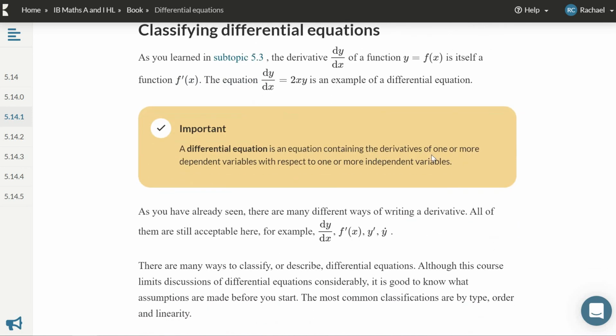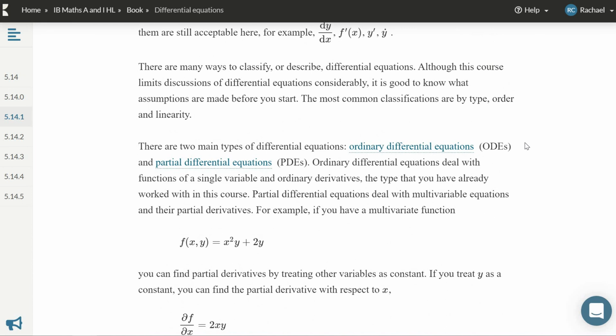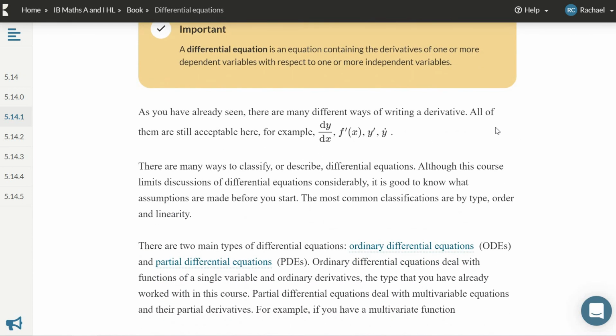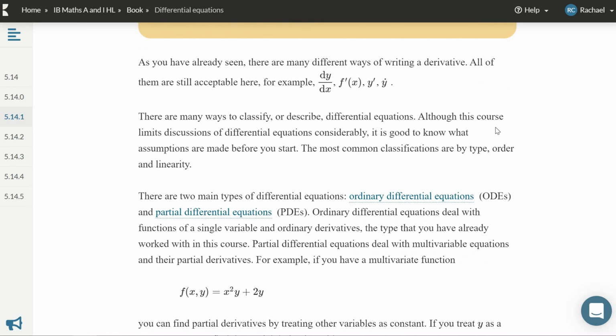A differential equation is an equation containing derivatives of one or more dependent variables with respect to one or more independent variables. So basically you'll have a dependent variable. Generally it's going to be y, which is dependent on x, and x is the independent variable. These are the formats that you'll see it in. Usually it's going to be dy dx.